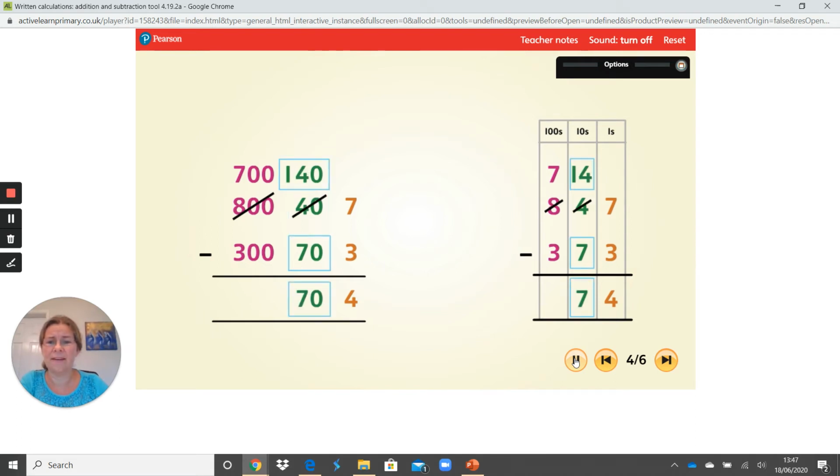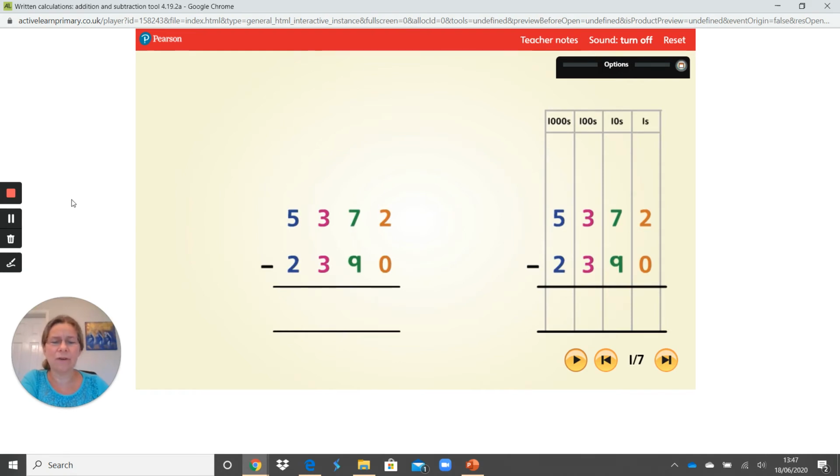140 take away 70 is 70. And now I can do the hundreds column. 700 take away 300 is 400. I've now got to remember to fit it back together to make 474.